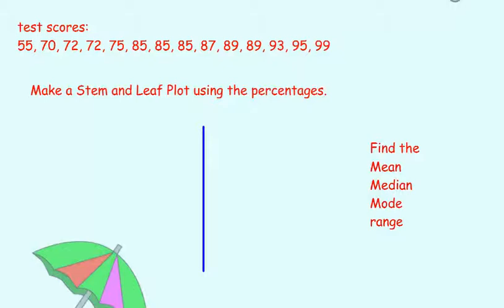All right, what I would like for you to do is make a stem and leaf plot of the test scores. There are 1, 2, 3, 4, 5, 6, 7, 8, 9, 10, 11, 12, 13, 14, so you should have 14 numbers on this side. Then I would like for you to find the mean, the median, the mode, and the range.